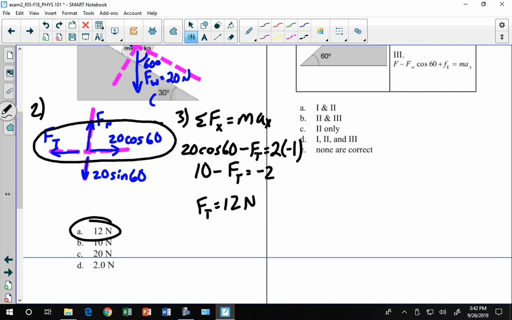If you had not used -1 for your acceleration, you would have gotten this problem wrong. Because notice, if I have this not as -2, but as +2, when the 10 comes over, I would get -Ft equals -8 instead of -12. And then you would have had Ft equals 8. Oh, I didn't put 8 on here, but I should have. But even if you thought it was 8, you probably would have put 10 for the answers. You wouldn't have put 12. Unless you'd gone back previously to the problem. Okay?